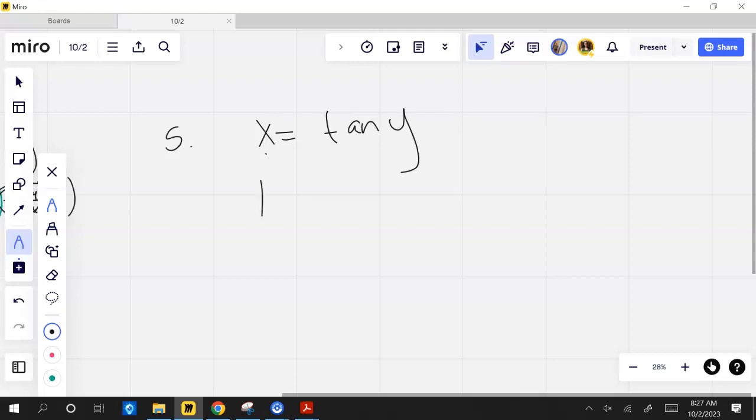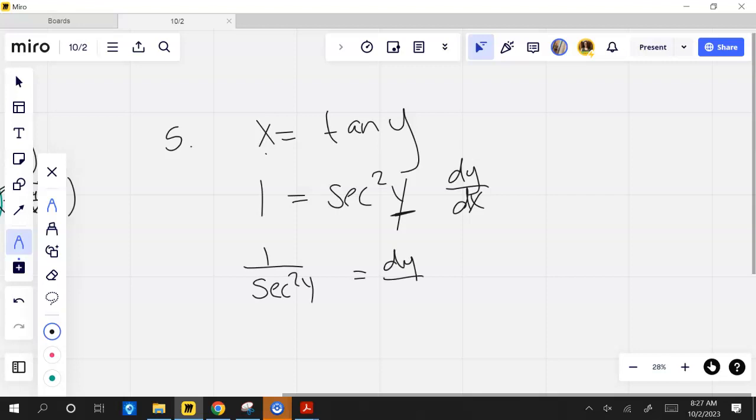Derivative of the left is 1. Derivative of the right would be secant squared y, right? Because for the tangent, we do the power, and then we do the trig, and then we do inside. Now what's the derivative of the inside? If I solve that for dy dx, so I'm going to divide by, I feel like we did this Friday. I did chain rule.